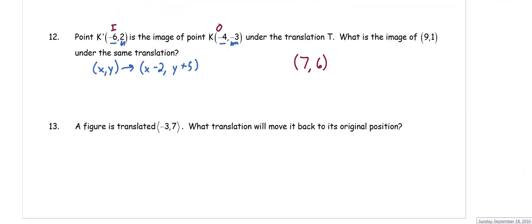Number 13, a figure is translated negative 3, 7. What translation moves it back to the original position? To think about it this way, we moved left 3 and up 7. So I want to get back to my original spot, which means I want to do the opposite. So the translation that would move it back then would be right 3 and down 7. It's the opposite movement of the original.